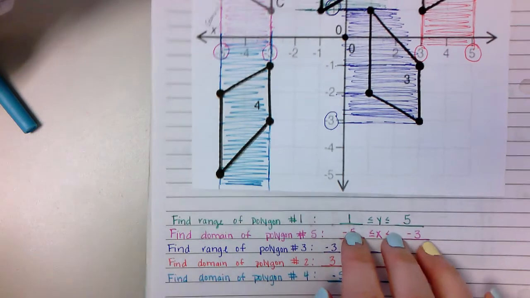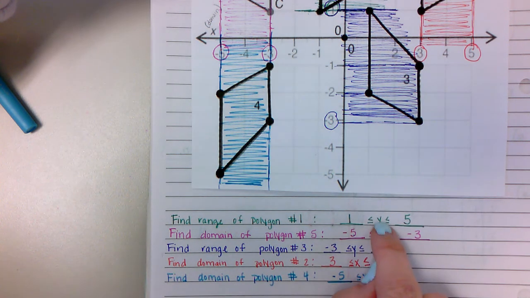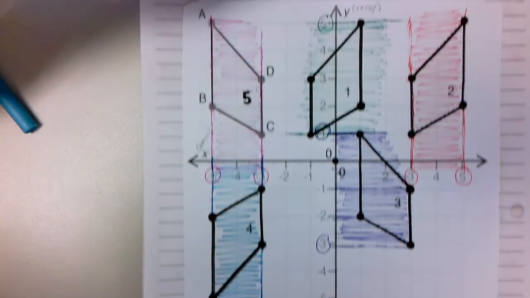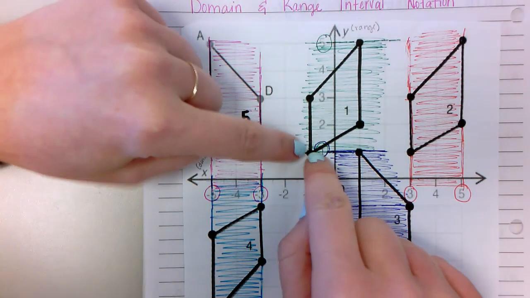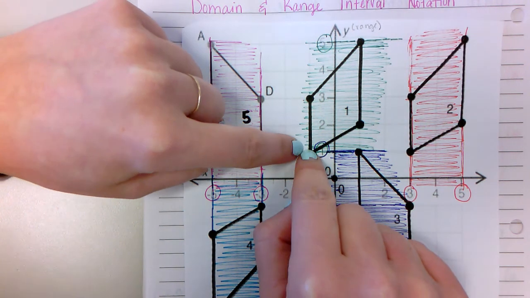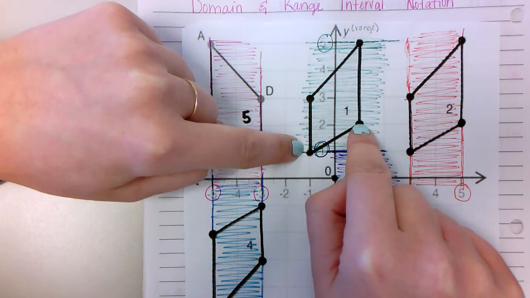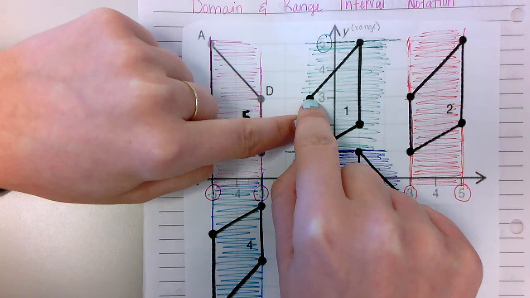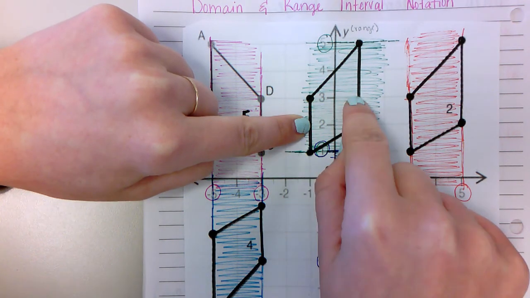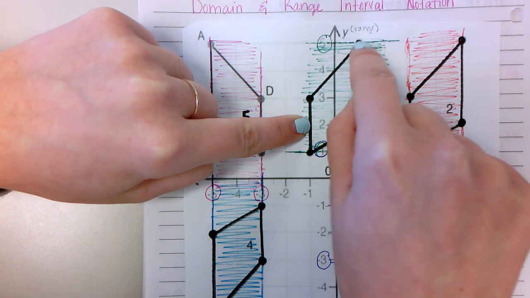So for example, if we look at polygon number 1, it says when your y value is greater than 1 but less than 5, or any y value in between 1 and 5. Well, if we look at polygon 1, if I have a y value of 1, I'll be touching this polygon. If I have a y value of 2, I'll be touching somewhere on this polygon, either over here or over here. A y value of 3, I'll be touching here or here. A y value of 4, I will be touching here. And a y value of 5, I will be touching here.